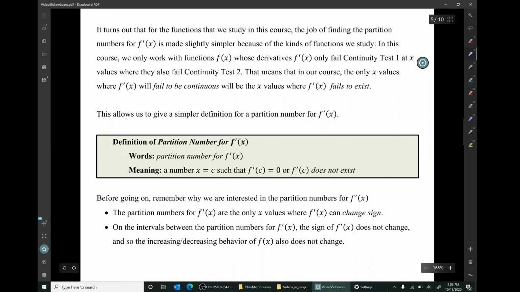Now, before going on, remember why we're interested in the partition numbers for f prime. The partition numbers for f prime are the only x values where f prime can change sign. And so on the intervals between the partition numbers for f prime of x, the sign of f prime does not change. And so therefore, the increasing, decreasing behavior of f of x does not change as well.